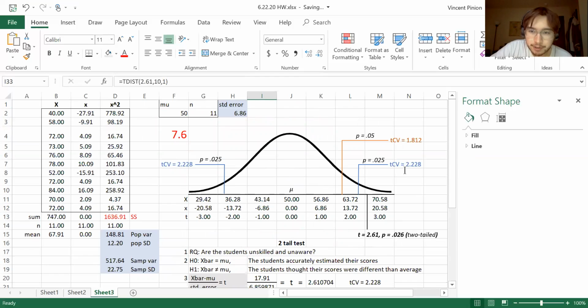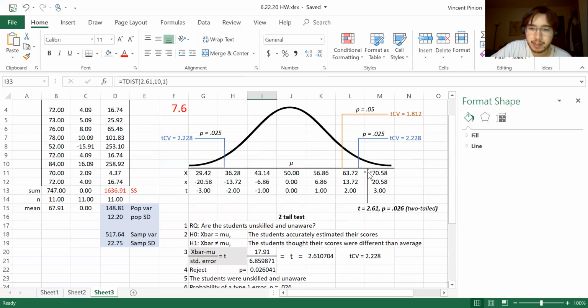So I put the critical value at the 0.025 level on both tails. I put the critical value at the 0.05 level on the one tail, and we're testing the right tail because we want to see if their scores are significantly higher than average. So we're testing the right tail, and that critical value, as we saw, was 1.812. And then I labeled the t-value that we found. I labeled the two-tailed p-value.